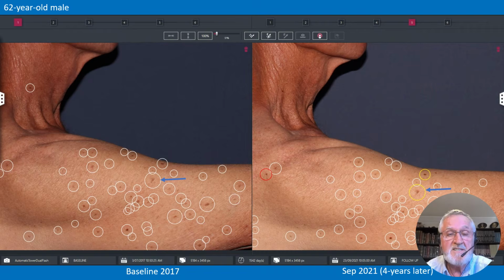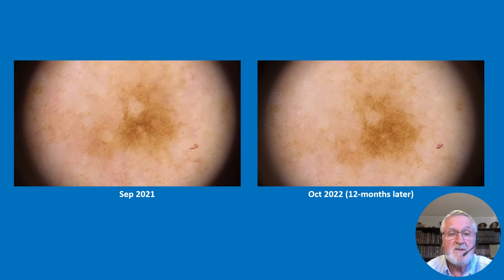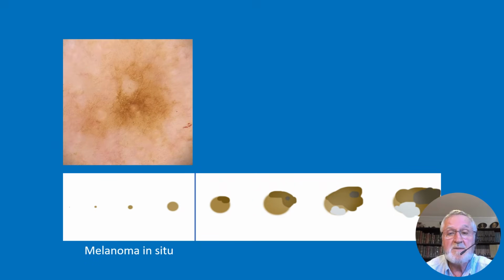So here we have a 62-year-old man, and you can see the yellow arrow on the right, the yellow circle on the right, highlighting a lesion which has changed over 4 years. And the baseline dermatoscopy was not particularly concerning, so we elected to monitor it, and by 12 months it had changed enough for us to cut it out, and it was a melanoma in situ.